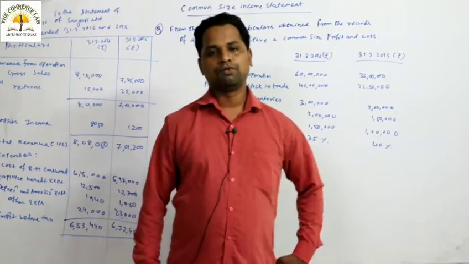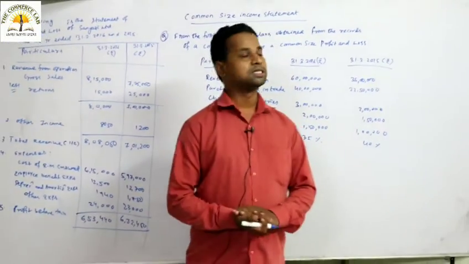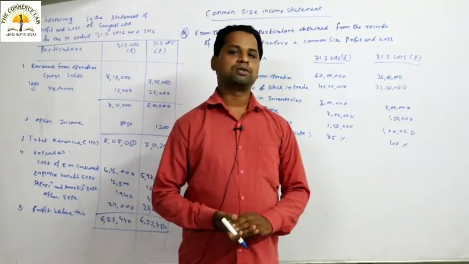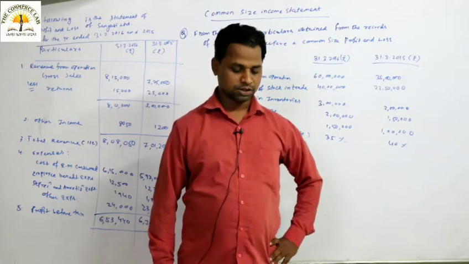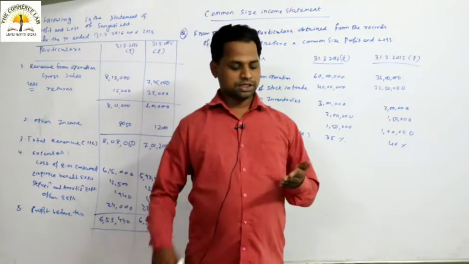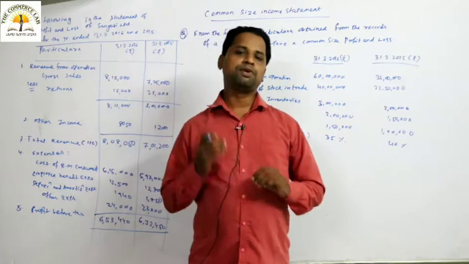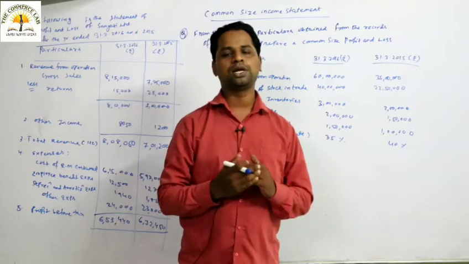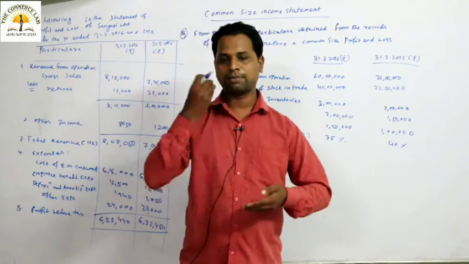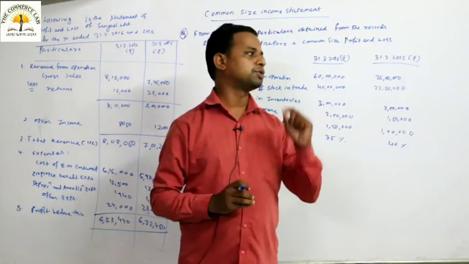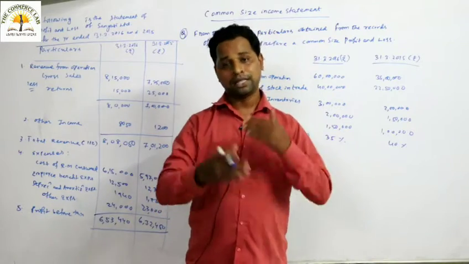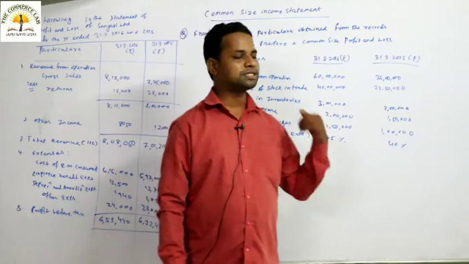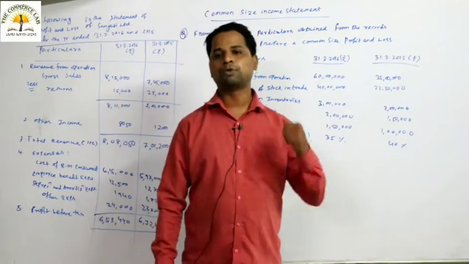Good evening, everybody. We are now discussing the common size income statement, otherwise known as common size profit and loss. Last class we discussed the common size balance sheet, where we calculate each item's proportion to its total asset or total liability, that is, how much that particular item is contributing to the total. Now we are going to calculate the common size income statement or common size profit and loss.